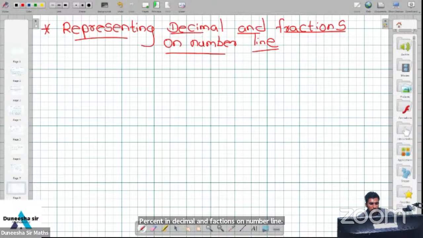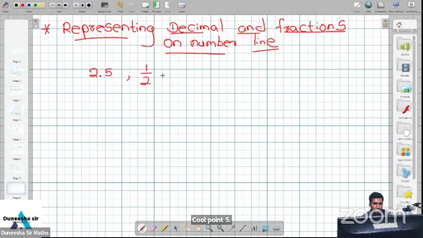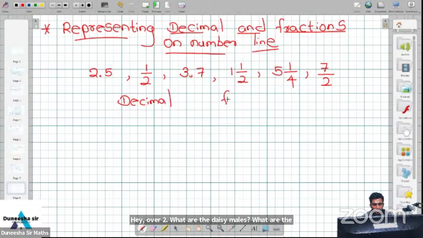Okay, what are the decimals? You know what the decimal numbers are. I am breaking into two parts. What are the decimals and fractions? 2.5, and half, and 3.7. 1 and 1 over 2. Then 5 and 1 over 4. Then 7 over 2. What are the decimals? What are the fractions? Can you break this down into the two parts?